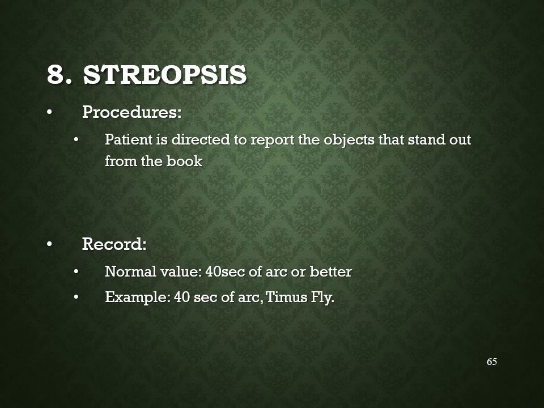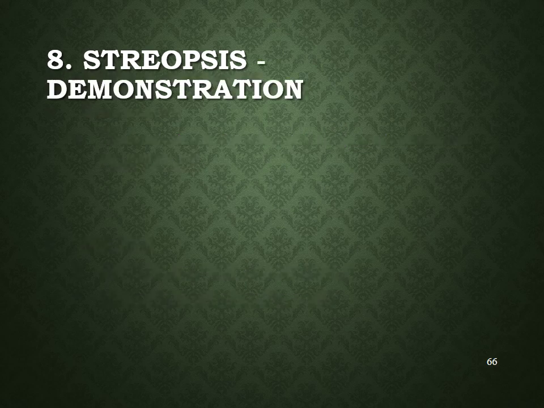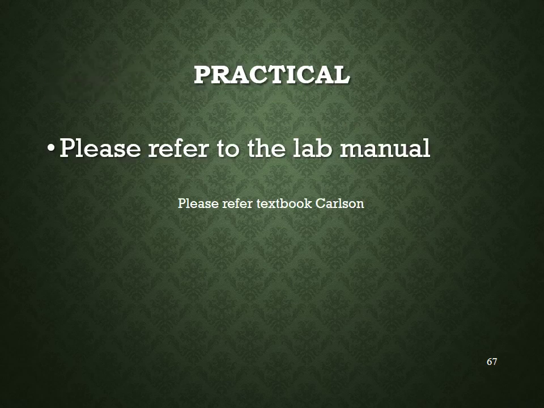For recording, the normal value is 40 seconds of arc or better. For example, record 40 seconds of arc, and you need to write down which test you used. For the stereopsis demonstration, please refer to the manual of each booklet. For the practical, please refer to the lab manual, and you can also refer to the textbooks by Carlson and Grosvenor. Thank you.